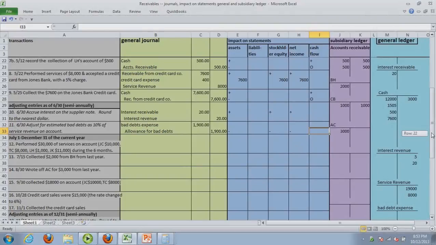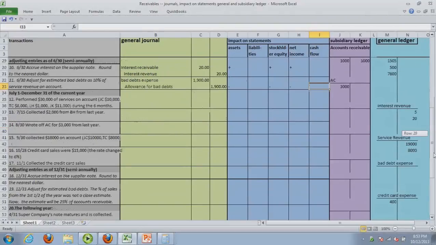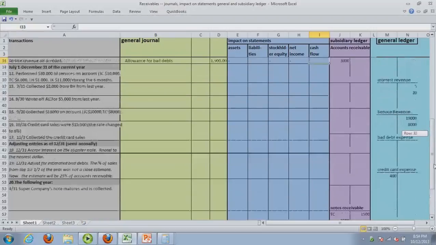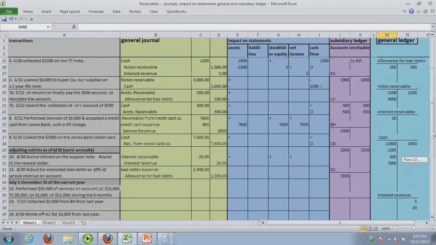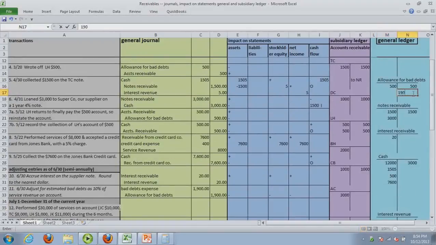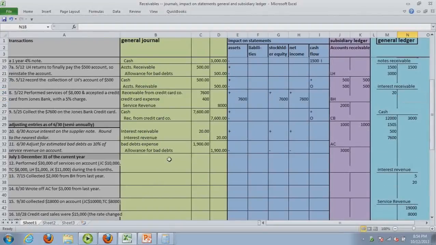Okay, and of course I didn't make the entries. Did I do the $20? I think I did. Okay, so let me do the bad debt expense, $1,900. And the allowance for bad debts is up here somewhere. 1,900, not 19,000, 1,900. Okay, so I think we've updated that. So now we're in the second 6 months, and we're at least halfway through. So hang in there a little bit longer.